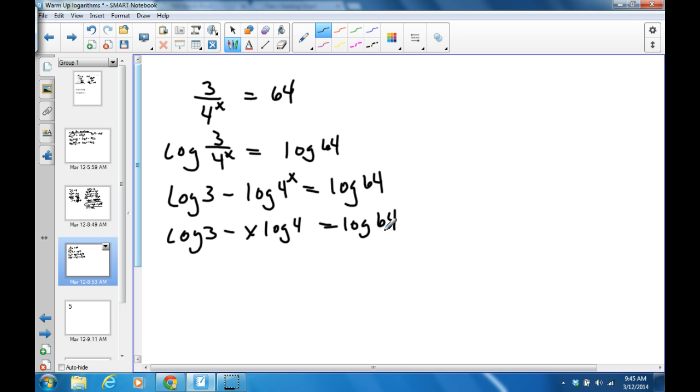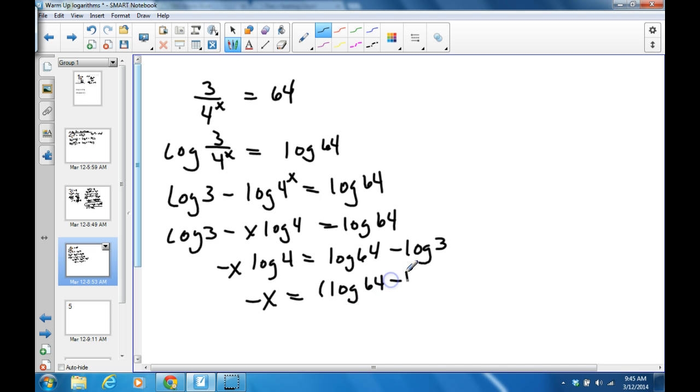Now I got to solve for x. So I'm going to subtract log 3 from both sides. So I'll have negative x log 4 equals log 64 minus log 3. If I divide both sides by log 4, I end up with negative x equals log 64 minus log 3 divided by log 4. And notice that this is negative.